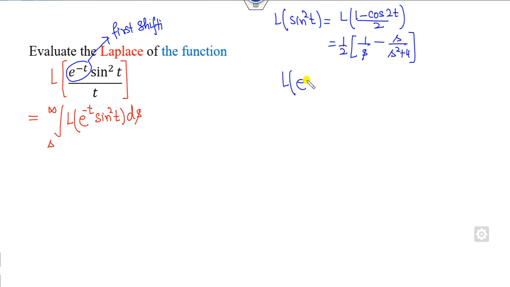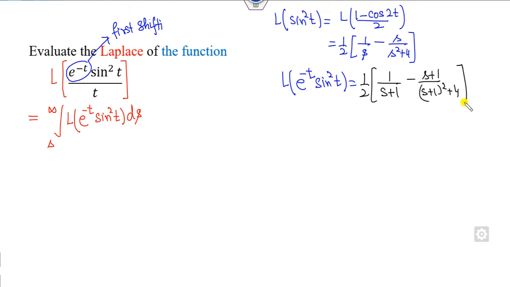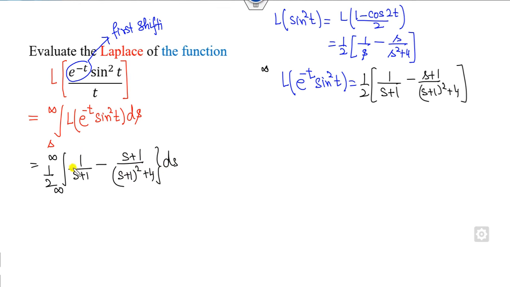Then by the first shifting theorem, what is the Laplace of e raised to power minus t sine square t? It will be half, and I can replace s with s plus 1. So I get s plus 1 square plus 4. Fine. So I can substitute this value here. That means you have to talk about the integration of this component. So that will be half outside, of 1 over s plus 1 minus s plus 1 over s plus 1 square plus 4. This is from here.